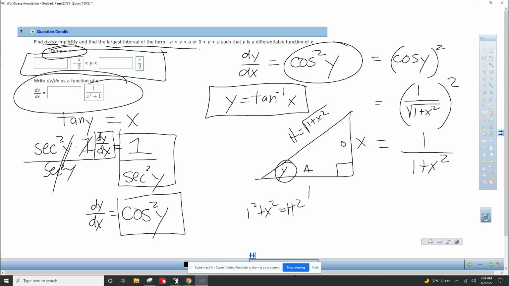So, super tricky problem, but I assigned it, so I wanted to give you help with it. I don't think there'll be anything that difficult on any of your tests, but that doesn't mean you won't see it moving forward in life. I hope this helps.